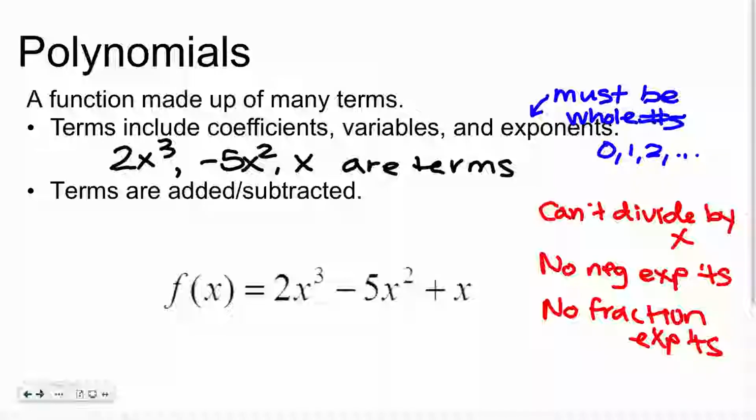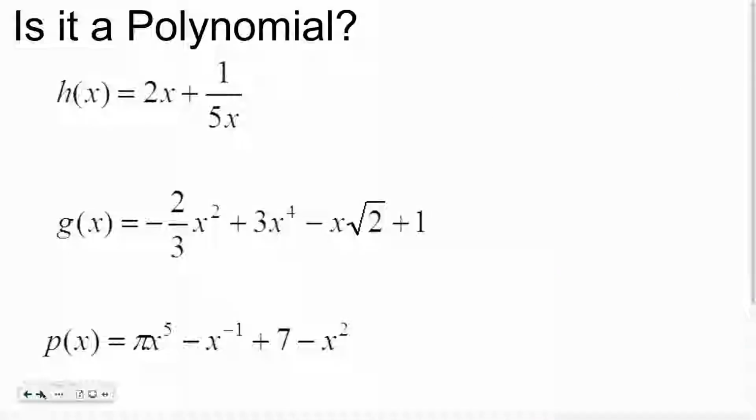So let's go back and look at what Rihanna was looking at. H of x equals 2x plus 1 over 5x. She said that's not a polynomial because you're dividing by x, and I agree. This would be a no. Divide by x. Not okay. What about g of x? Let's see, what does g of x say? Negative 2/3 x squared plus 3x to the 4th minus x times the square root of 2 plus 1.